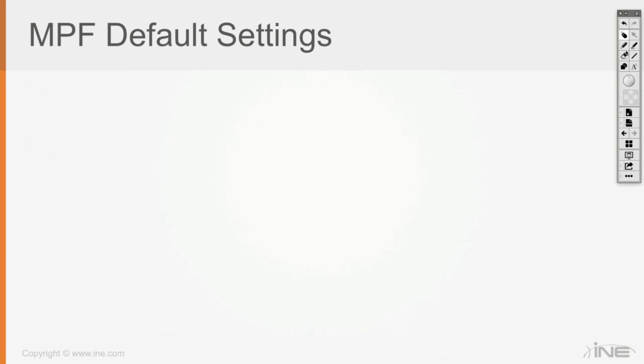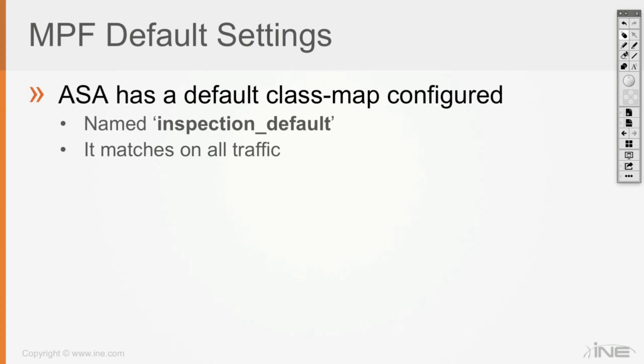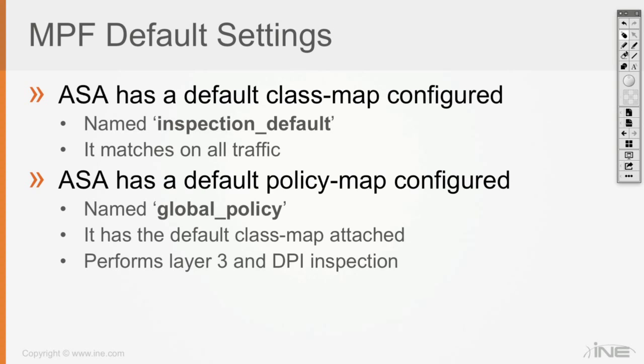Now we have some default settings with the MPF. So ASA has a default class map configured, which is named inspection default, and it matches on all traffic. We're going to see exactly what that means in a couple. So it matches on a lot of, let's say, protocols by default. And also ASA has a default policy map configured, named global policy, and this policy map has the default class map attached or bound, and it also performs some default layer 3 and DPI inspections as well.